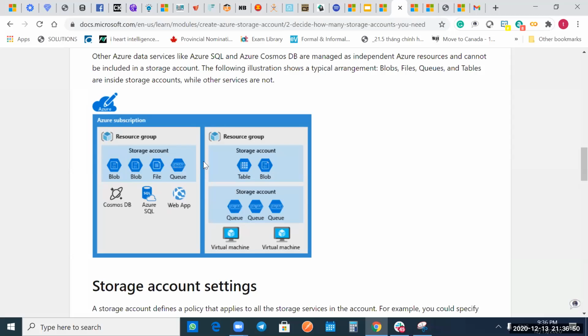So basically you can see here, one subscription can have multiple resource groups, and in a resource group you can have storage accounts that contain all of your object storage. Cosmos DB and Azure SQL belong to the resource group, but they don't belong in the storage account. So when you see the storage account, remember it's only for blob, file, and queue.